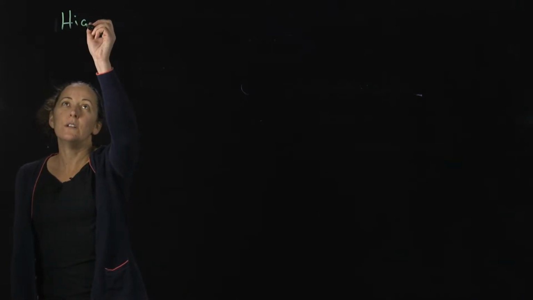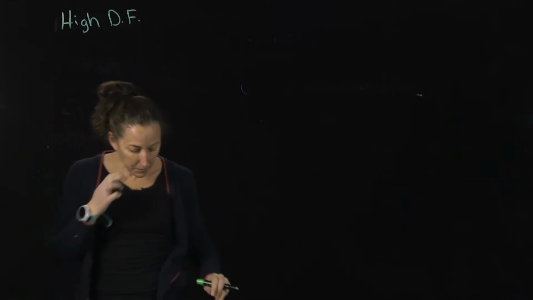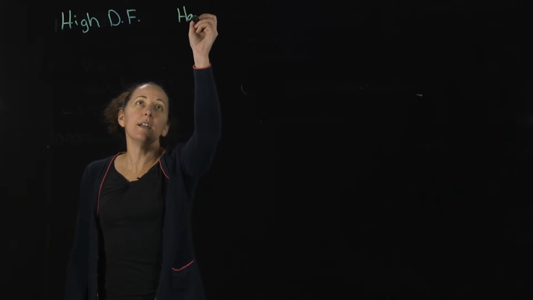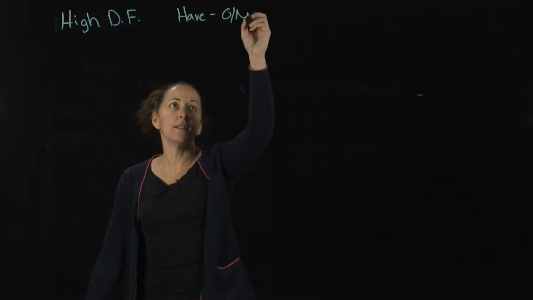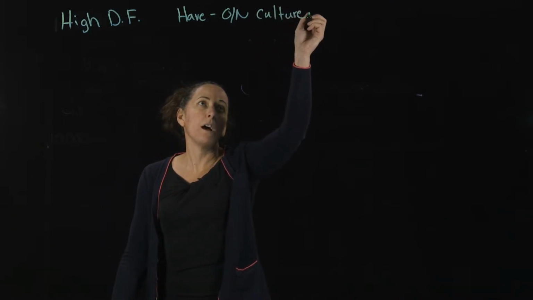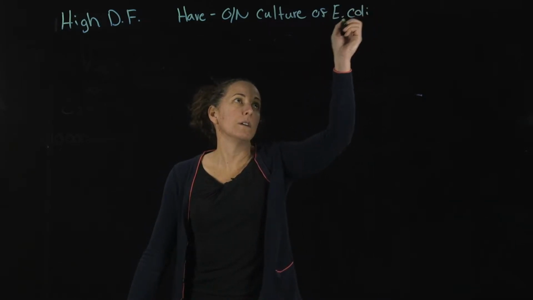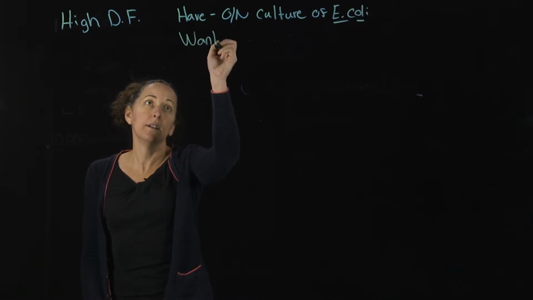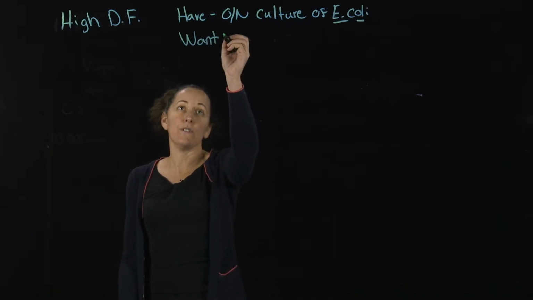All right, so now let's say we have a high dilution factor dilution we want to do. High dilution factor. And so in this case, what we have, let's say, is an overnight, so ON stands for overnight, an overnight culture of E. coli. And what we want is a 10 to the negative 5 dilution of that.